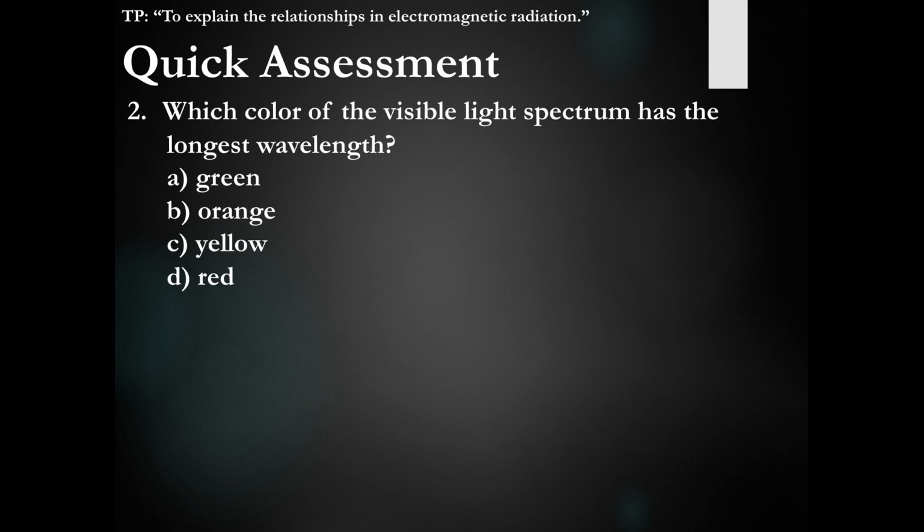Okay, thank you. So we want the longest wavelength. So when you look at the longest wavelengths, we're looking all the way on the right side of the color spectrum. It's either going to be violet or red, right? Violet has the shorter waves and red has the longer waves. So for number 2, choice D would be correct.